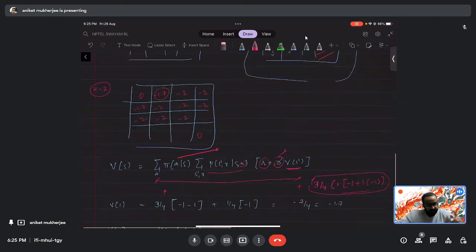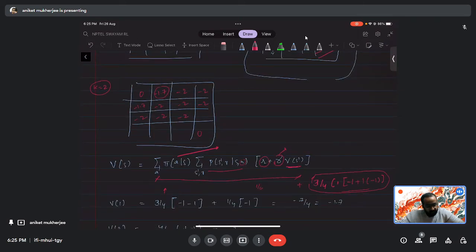V0 is 0. V of the terminal state is 0. So with probability 1 by 4, I go to the terminal state. Reward is -1, but my value of the terminal state is 0, so I am done. So 3 by 4 into -1, -1 by 4. So -6 by 4, -1 by 4, -7 by 4. Okay, got it, sir.